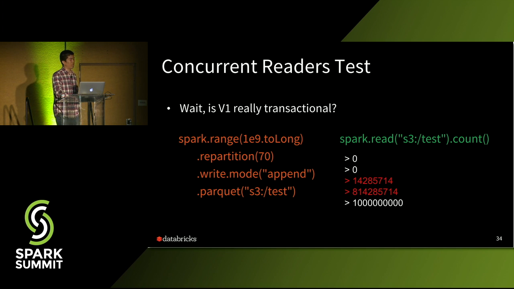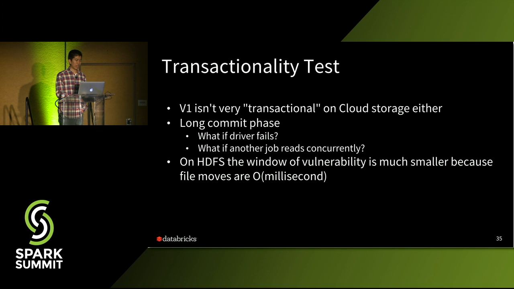Here, I'm just writing a billion rows to S3. And at the same time, in a different process, some other user is going to try to read from that directory and just count the number of rows. So if V1 was transactional, we expect to either read 0 rows or all 1 billion rows. But if you try this, you'll actually see that while the job is running, you'll be able to read an intermediate number of rows, which is not great. So really, V1 is not transactional on cloud storage either.